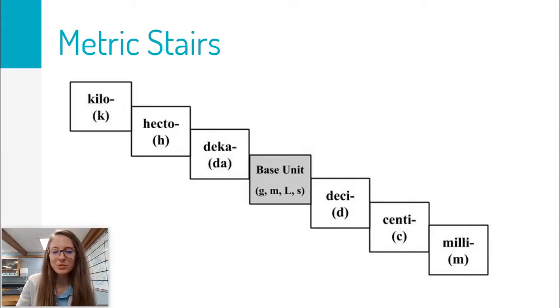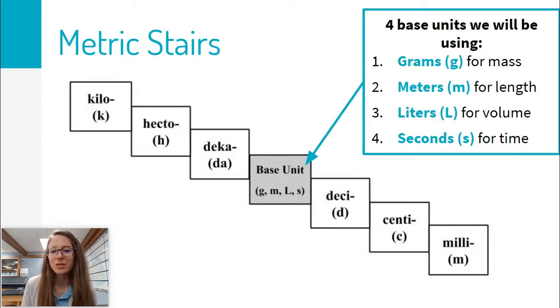The first one you might notice is a gray box in the middle. That is for the base units. So there are 4 base units that we are going to be using. The first base unit we are going to be using is grams to measure mass. We're going to abbreviate that with the lowercase g. For length, we're going to measure in meters, abbreviated with a lowercase m. For volume, we're going to measure in liters, abbreviated with a capital L. And for time, we're going to use seconds, abbreviated with an S.